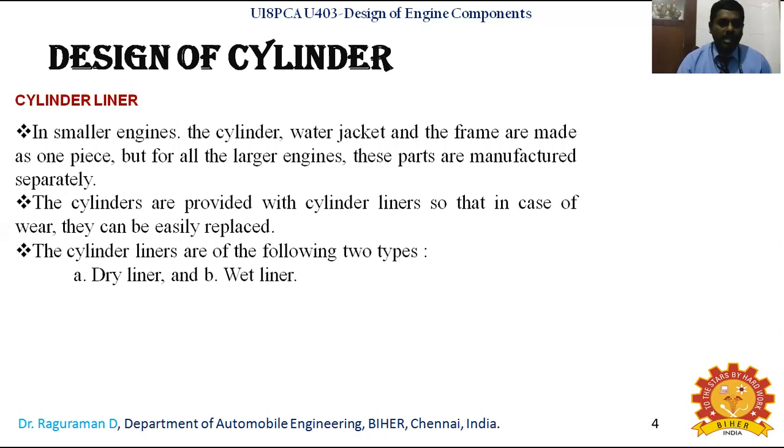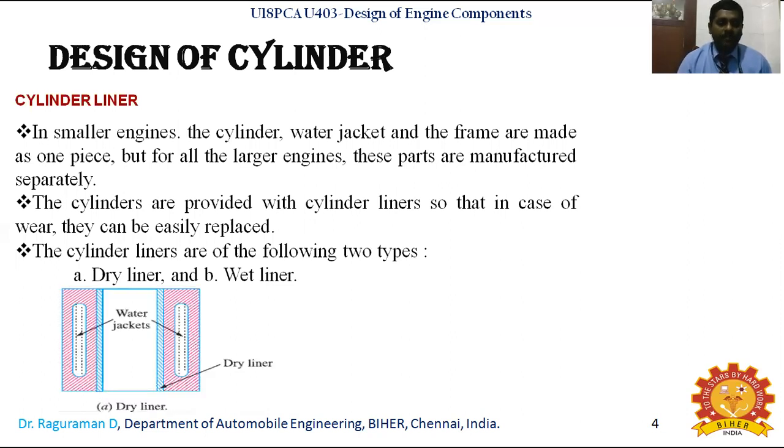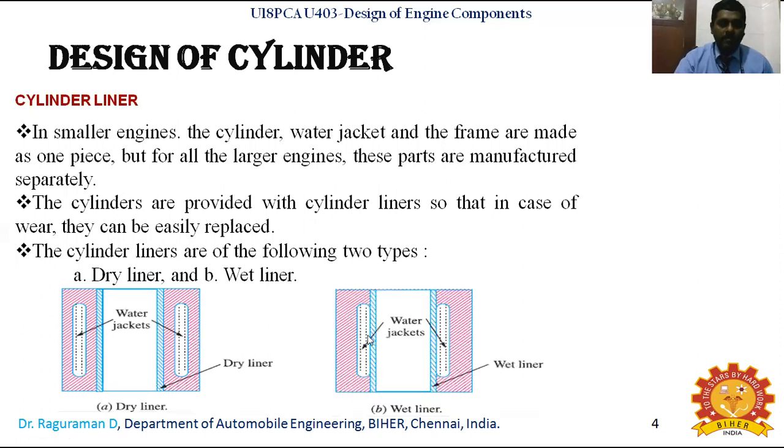The types of cylinder liner are the dry liner and the wet liner. This is the schematic representation of a dry liner. In the dry liner, you can see the water jacket is not close to the liner; it is kept apart from the liner. In the case of a wet liner, the water jacket is kept just touching the cylinder liner. So that is what a wet liner is.